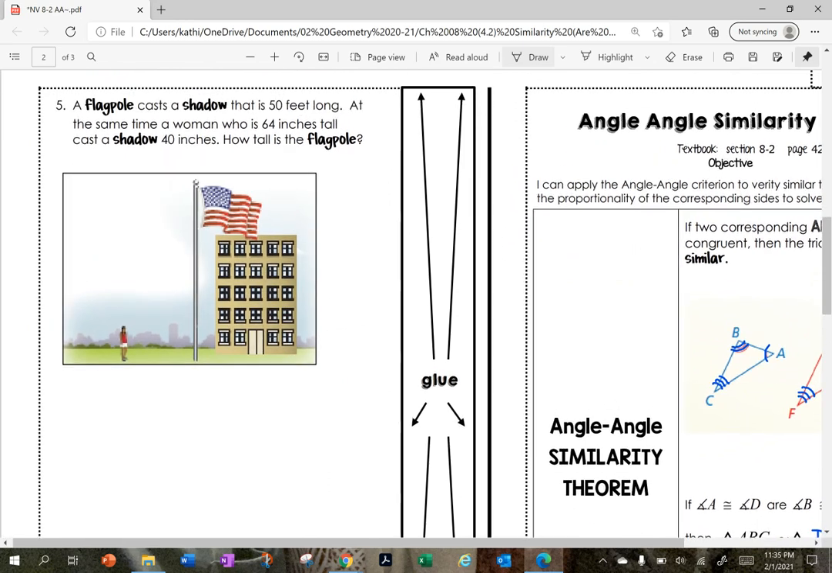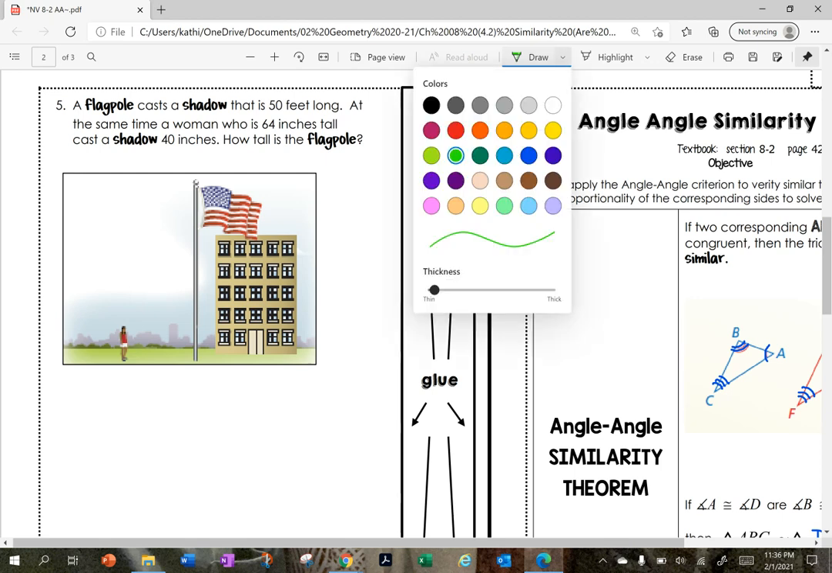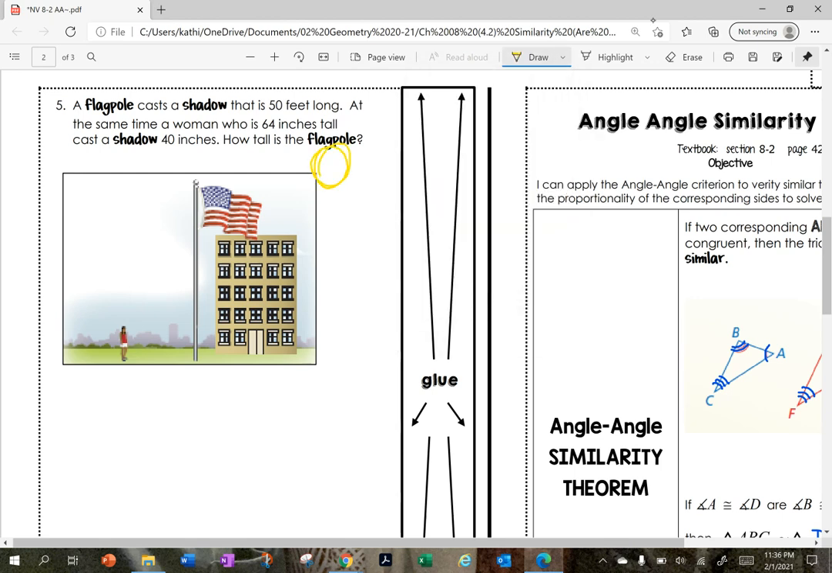Okay, so last example. How do I see this in the real world? A flagpole casts a shadow that's 50 feet long. At the same time, a woman who is 64 inches tall casts a shadow of 40 inches. How tall is the flagpole? So I am thinking about the sun. When I see the sun, if the sun is over here, the sun's rays come in parallel. So they're kind of coming in. So I have a shadow here.